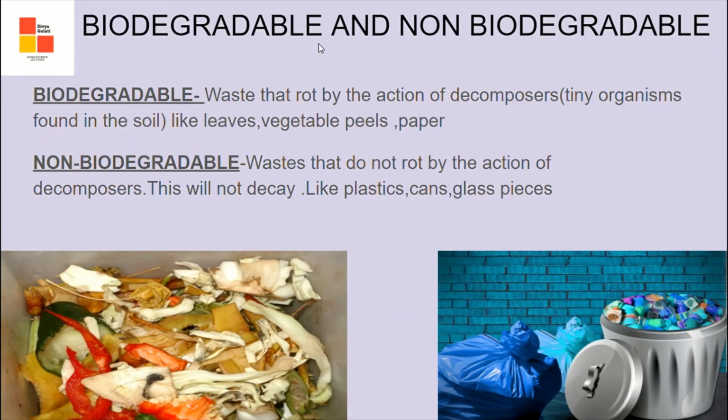See, biodegradable and non-biodegradable waste. Biodegradable, the waste that rots by the action of decomposers, like very tiny organisms or microorganisms found in soil. Biodegradable examples, leaves, vegetable peels, paper. Non-biodegradable, the waste that does not rot by the action of decomposers. They will not decay, like plastic, cans, glass pieces.